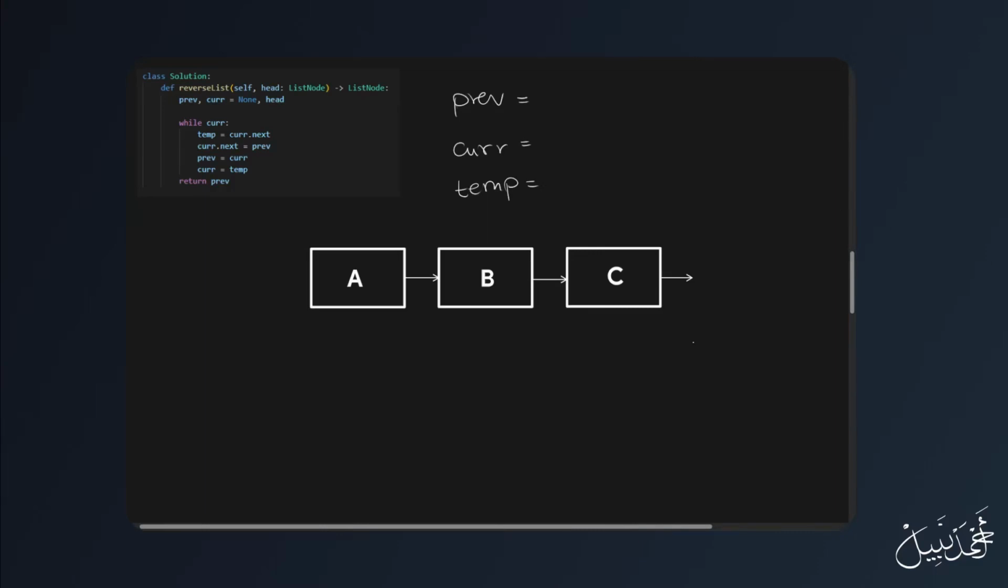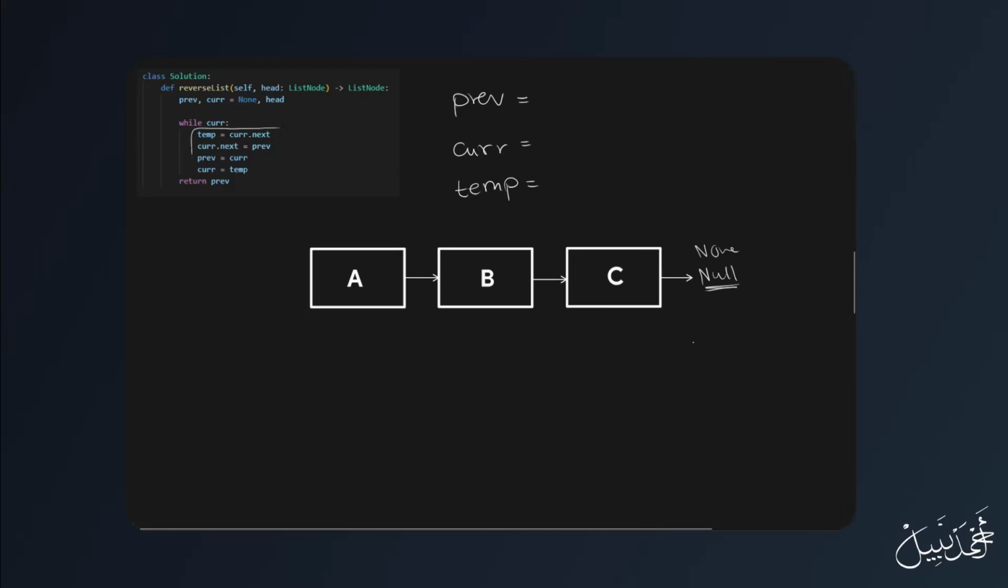The condition for this while loop is that the current has a value. If you walk through this linked list, at the end it refers to null. The next of the tail is just none or null. So this basically means when we reach the end of this linked list, we will stop the while loop. Now we will try to understand this block of code inside of this while loop.